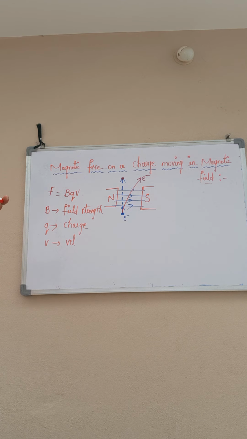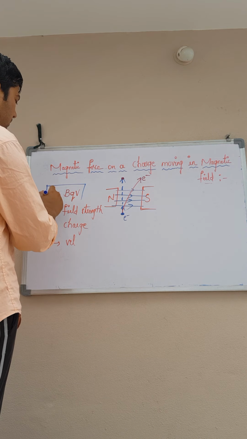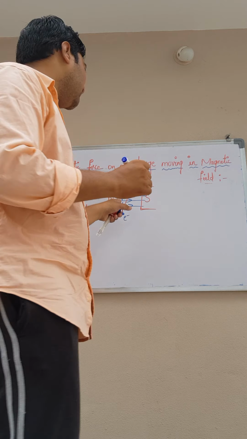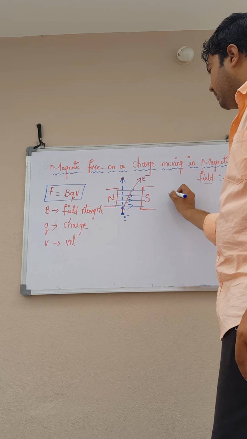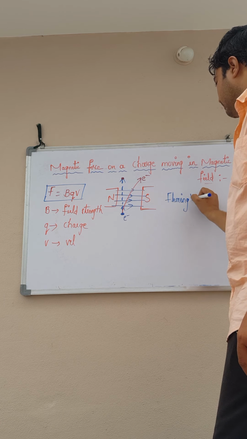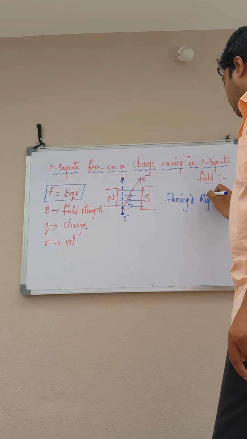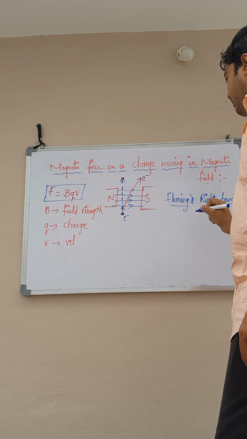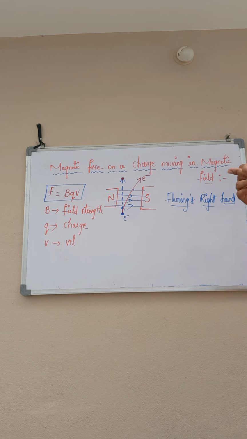As we know, force is a vector quantity, it will have both magnitude and direction. So this is the magnitude of the force acting on a charge, whereas the direction of the force acting on the electron is given by Fleming's right hand rule. Direction of the magnetic force is given by Fleming's right hand rule.